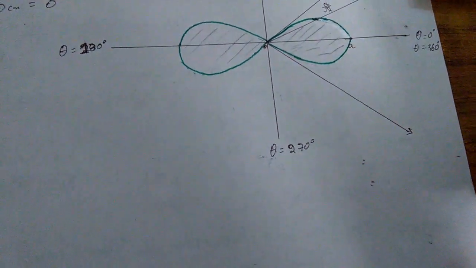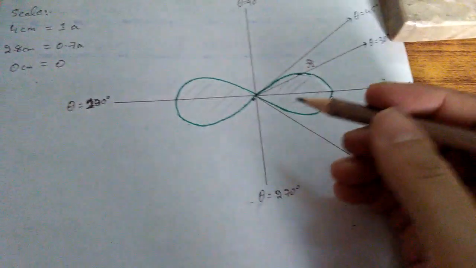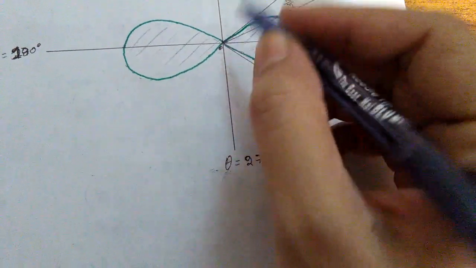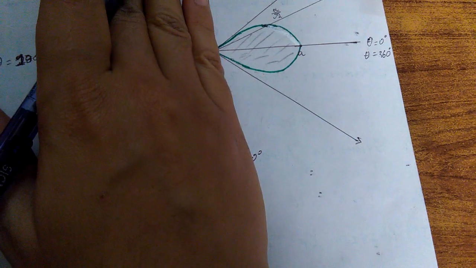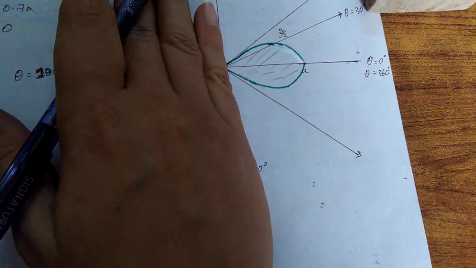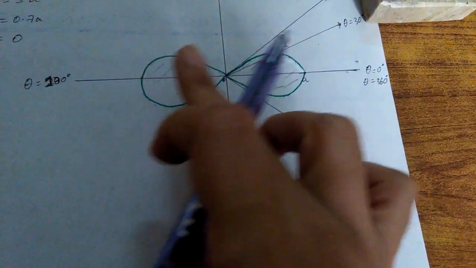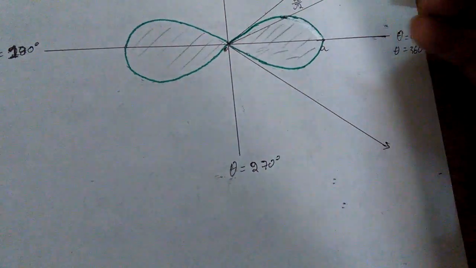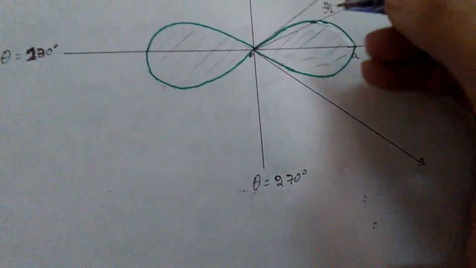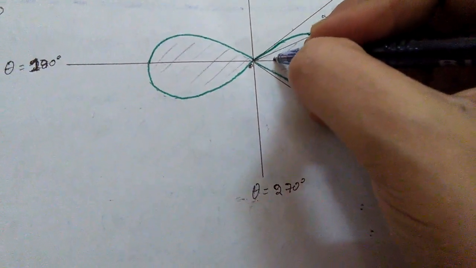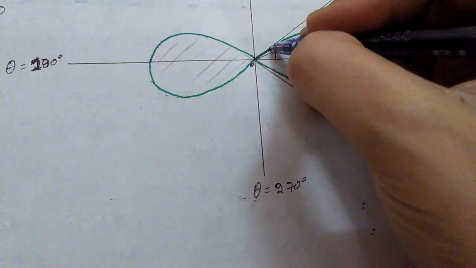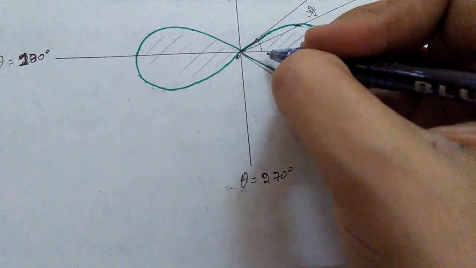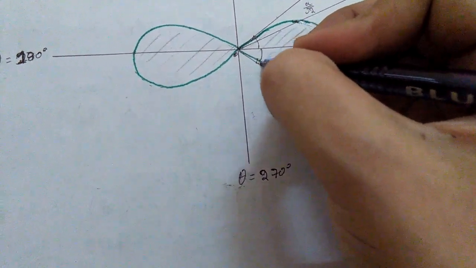So what should be the limit of theta and what should be the limit of r? If I just find out the area of one petal of the lemniscate and multiply it by 2, I'm going to get the area of the entire lemniscate. That simple thing. As far as the limits of theta are concerned, it is covering positive 45 and negative 45 degrees.